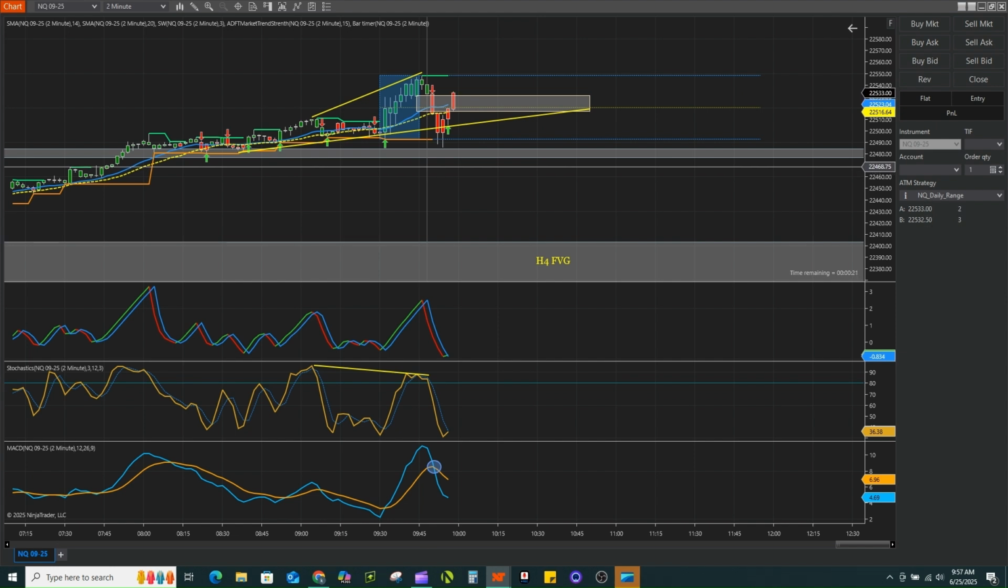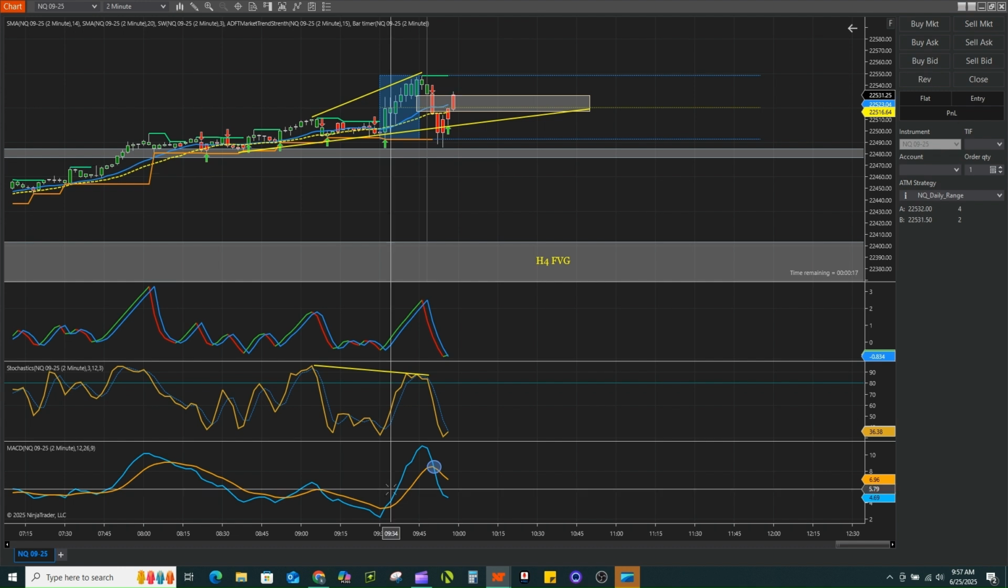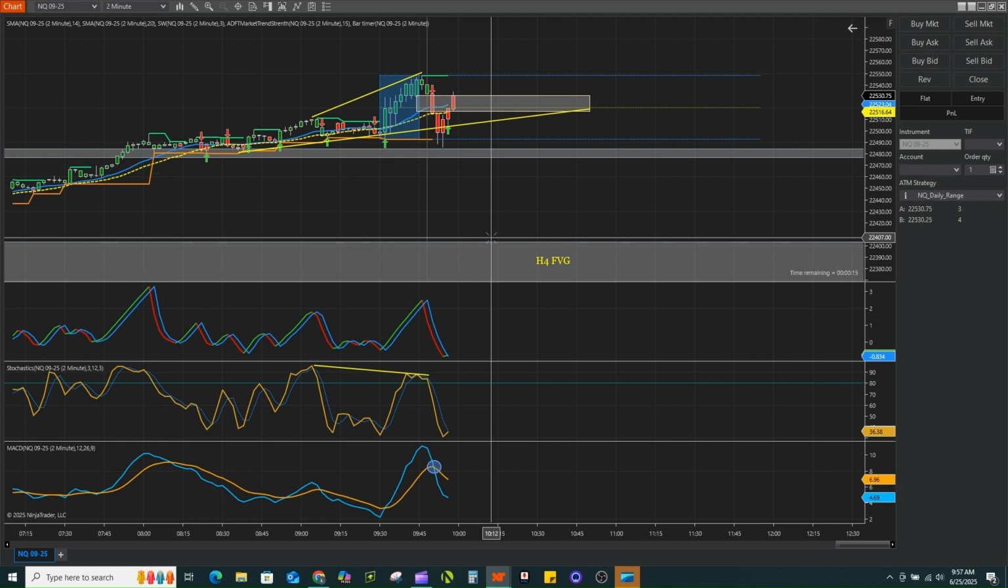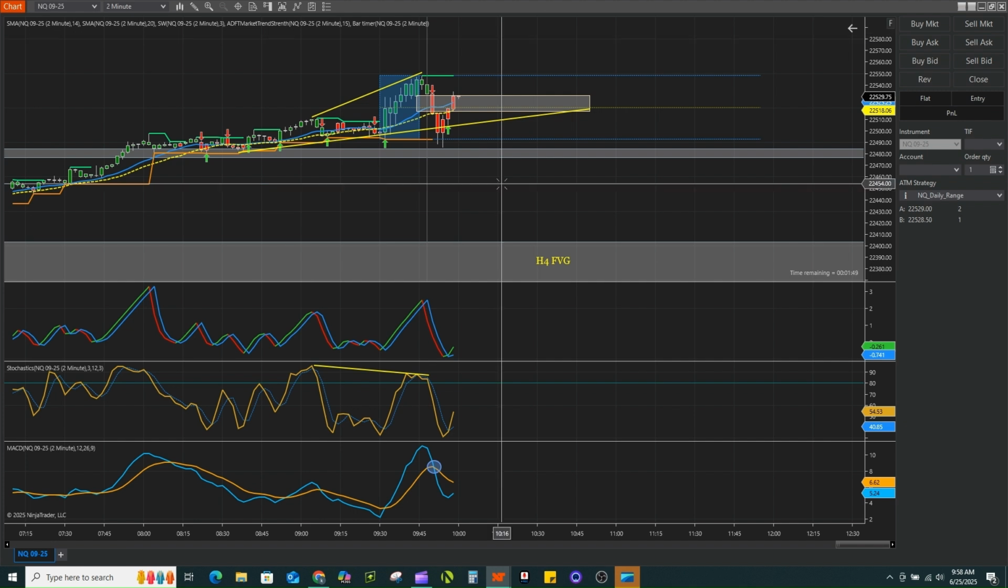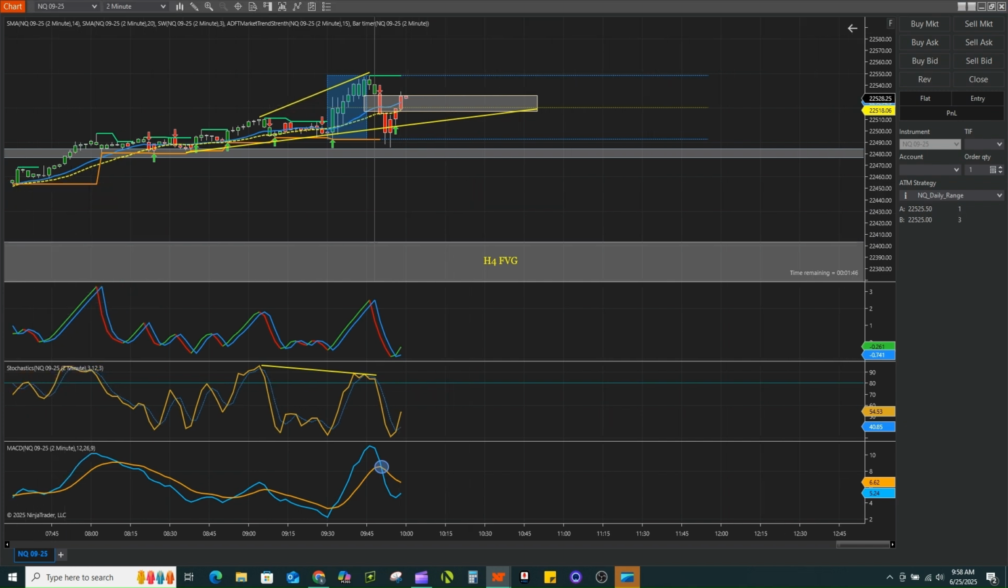So just waiting for this to reject here, or at least not get inverted, and close back below that gap for my signal to jump in.